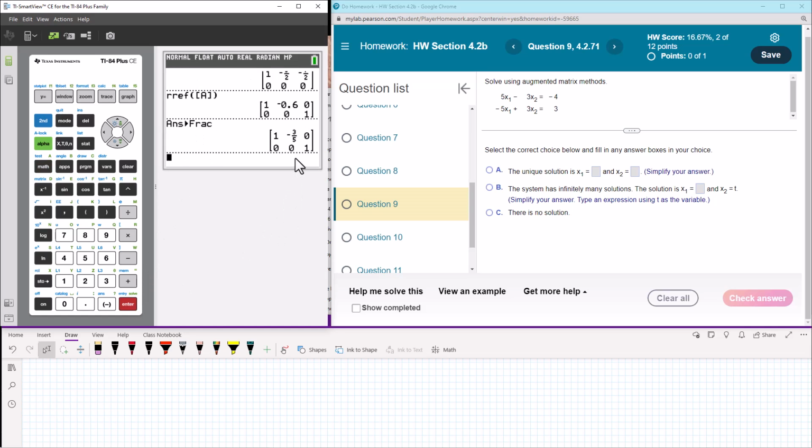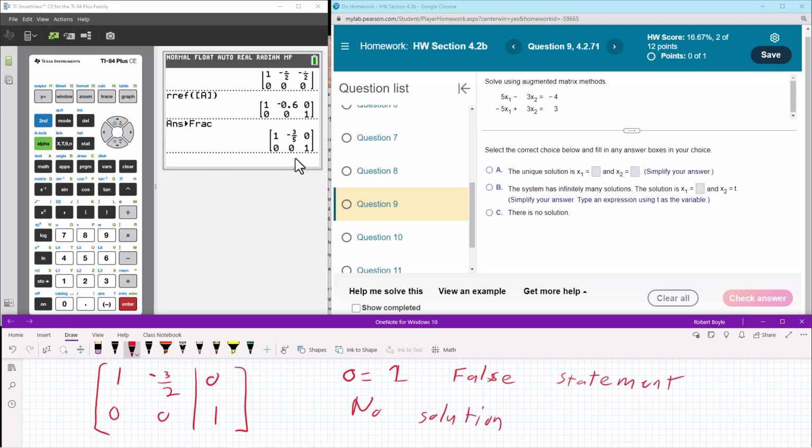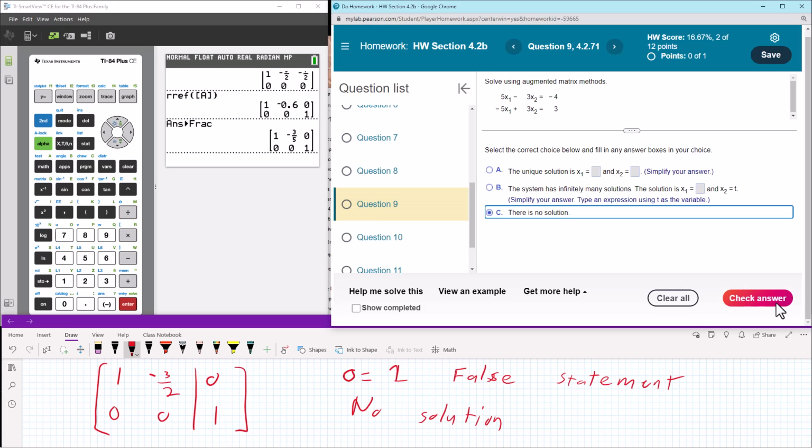And my reduced matrix is going to be 1, negative 3 halves, 0. And here we're going to have 0, 0, 1. And recall that the second row implies that 0 is equal to 1, which is a false statement, which means there is no solution. So when you have something like this, you know there's no solution, just click there and you are correct.